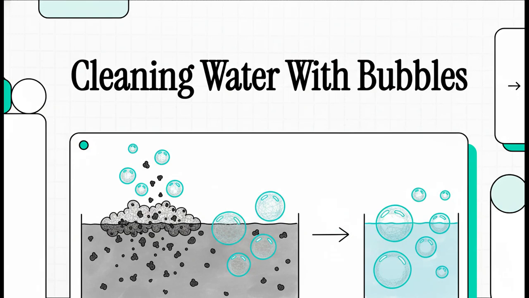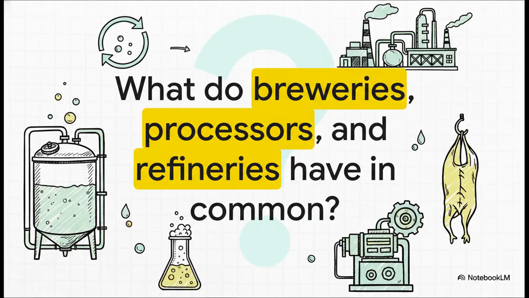Today, we're going to tackle a really messy problem. How in the world do you clean up the absolute toughest industrial wastewater? Well, the answer, and you might be surprised, is as simple and elegant as a bubble. Okay, so let's start off with a little bit of a puzzle.